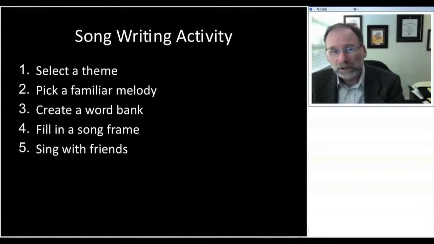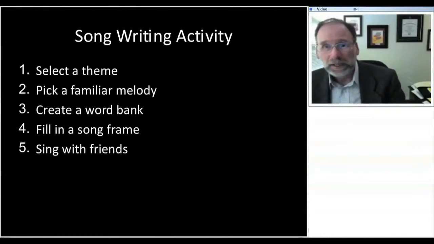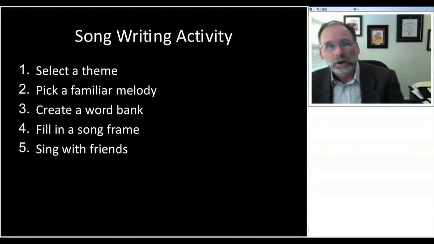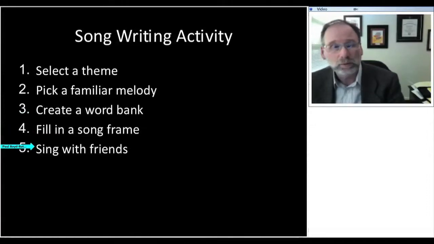What I'd like to do now is finish off with an activity with the group where we write a song together. I'd like us to select a theme, and I'm going to pick a familiar melody. And then we're going to create a word bank, and we're going to fill in a song frame, and then we're going to sing here. Believe it or not, we're going to sing in 20 countries all at once here.